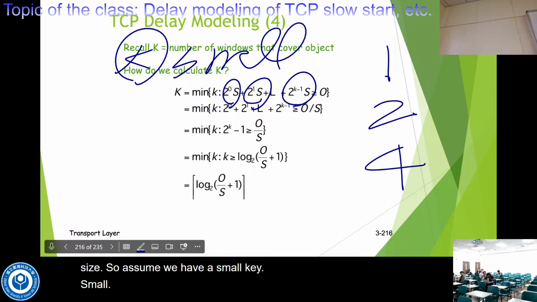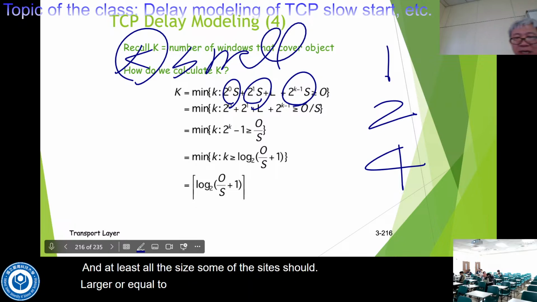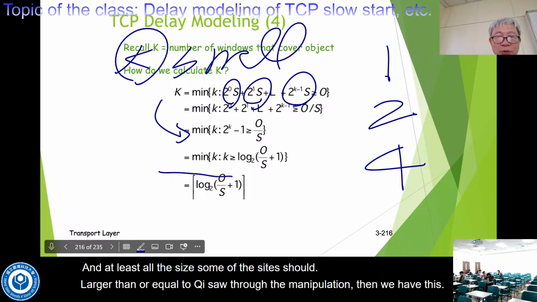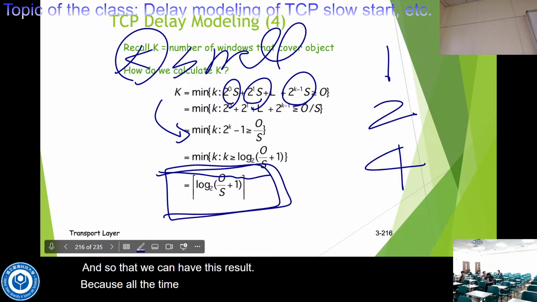And at least the sum of the sizes should be larger than or equal to Q. And if so, through the manipulation, we have this, so that we can have this result. Because of time, I will go through it quickly.